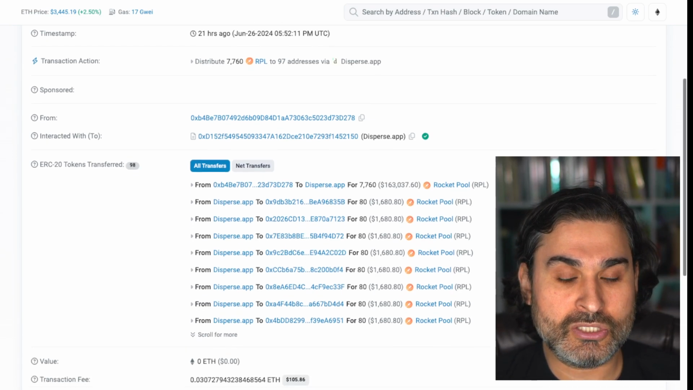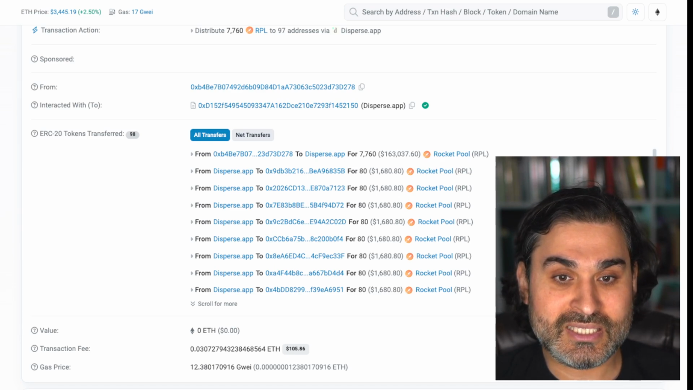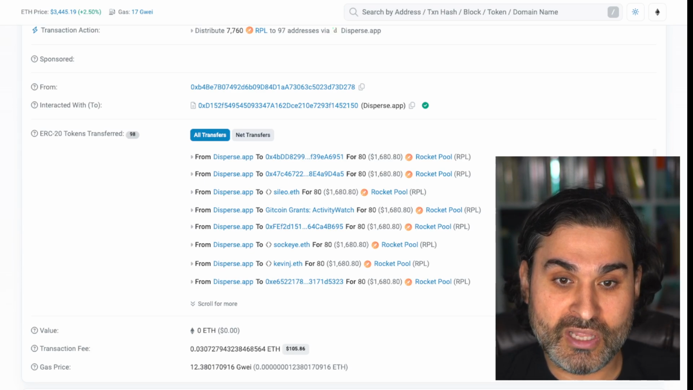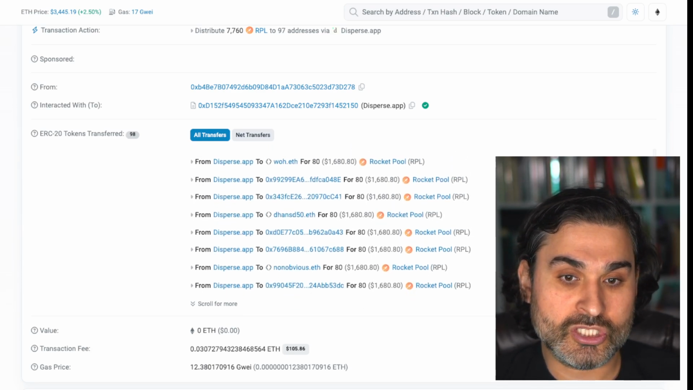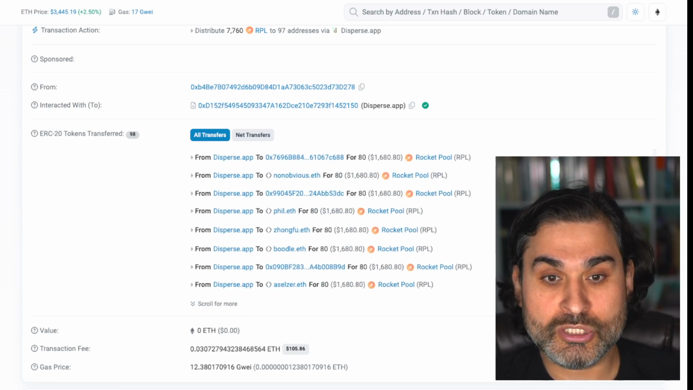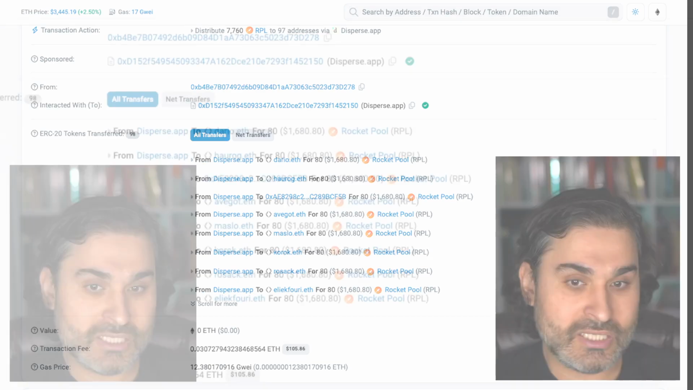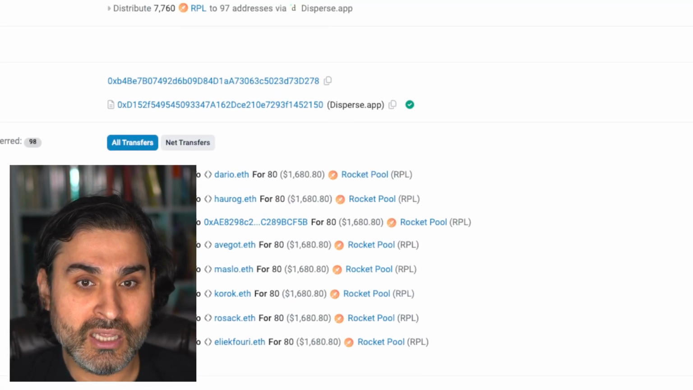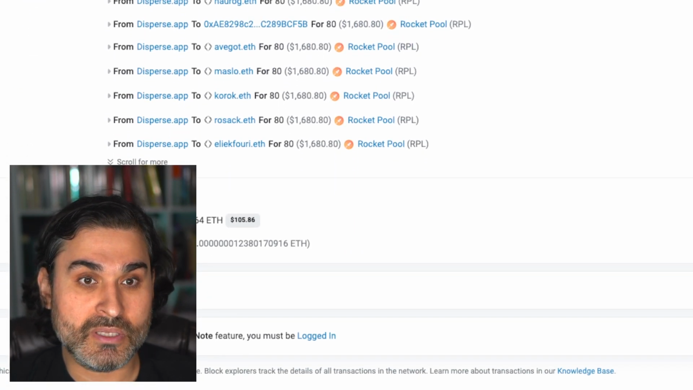So the way that worked is, the person entered those addresses into Disperse, put 80 RPL for each of those addresses and sent them out. Some of these addresses are ones that we know fairly well, from people in the community, like Wo and Viz got some, and some are just addresses that we don't know much about. So people are just really curious about what had actually happened here, right? Why did this person send hundreds of thousands of dollars of RPL to 97 people?